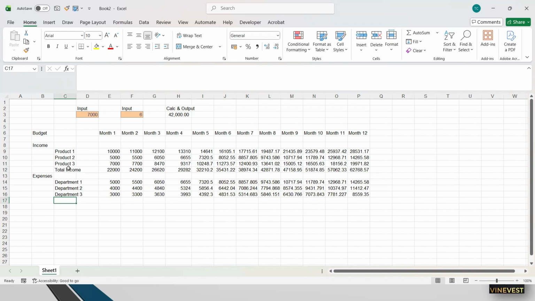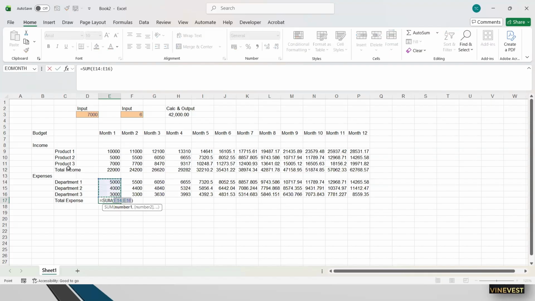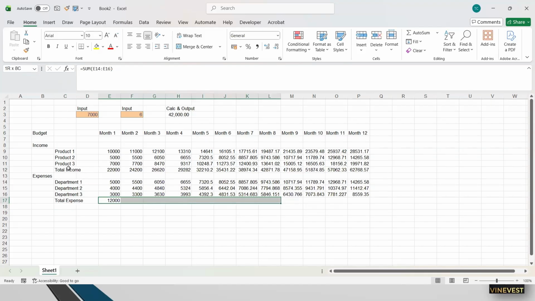So this one we also want to do the total expenses, right? I'll press Alt equals to do auto sum. That's a shortcut for auto sum. Do you understand? So I'm going to hold down the Shift key and right arrow key, then press Control R to copy, right?